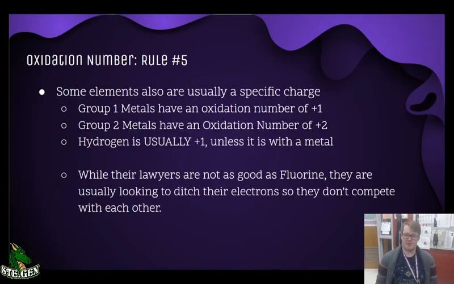Rule number, I thought I skipped a number for a second. Rule number 5, there are some elements that are usually a specific charge. Group 1 metals, so that's Li, Na, K, Rb, Cs, Fr. All of those have an oxidation number of +1. Group 2 metals, that's Be, Mg, Ca, Sr, Ba, Ra, all the second column, have an oxidation number of 2+ or +2. And then hydrogen is usually +1. Unless it's attached to a metal. So if it was like NaH or MgH2, in that case, hydrogen would be a negative charge.